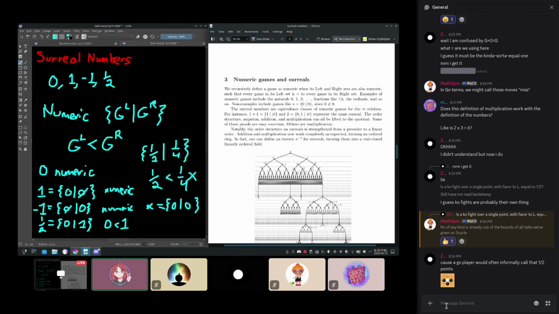So, 0, 1, 1/2, those are kind of examples of numeric games. Omega, that would also be an example of a numeric game. In fact, all of the natural numbers and all of the ordinals, all of those are numeric games. So, a bunch of numeric games.